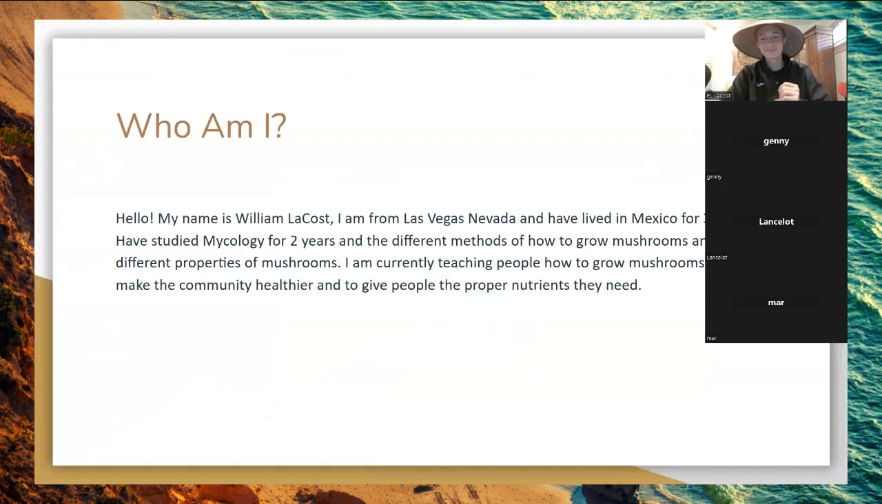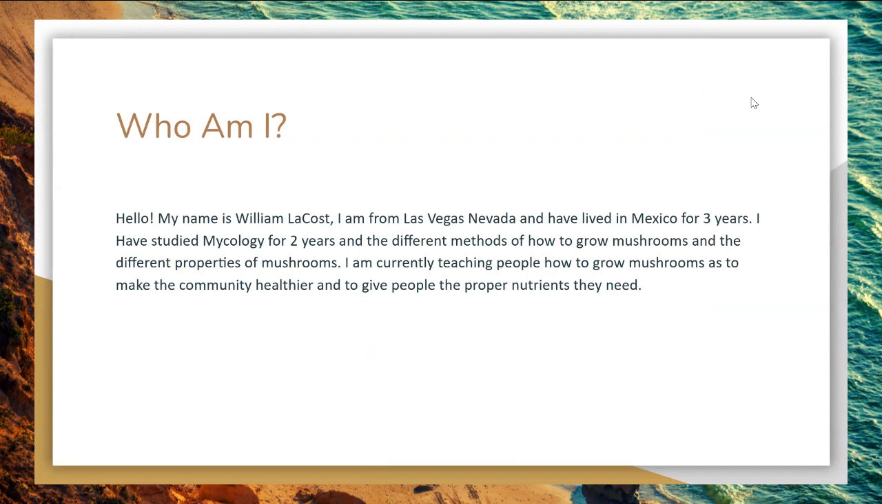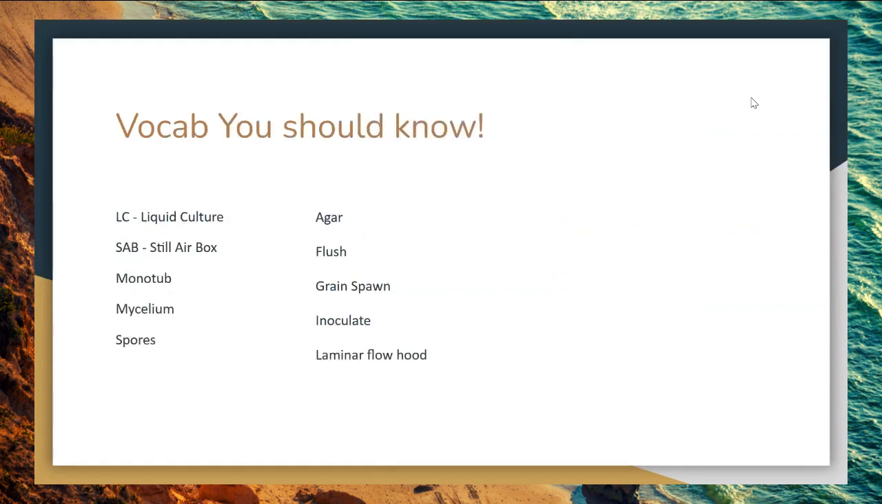Let's start. Who am I? My name is William McCost. I'm from Las Vegas, Nevada. I've lived in Mexico for 3 years now, and I've been studying mycology for 2. I've learned many different methods of growing mushrooms, different properties they have. I'm currently teaching people how to grow mushrooms to make the community healthier and to give people the proper nutrition that they need. So to start, we're gonna go over some vocab.